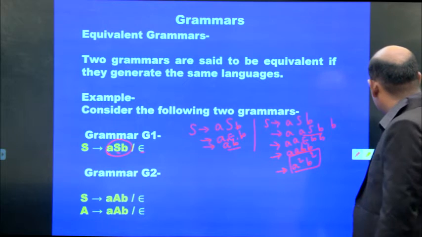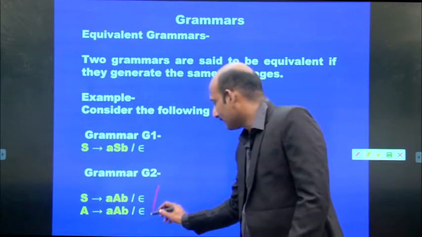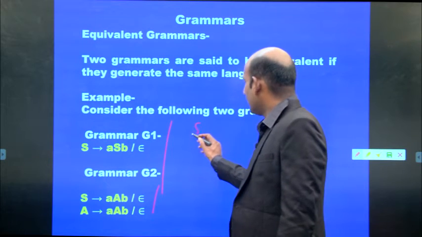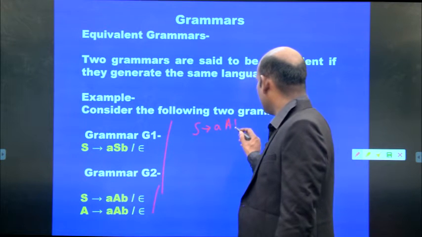Now I am going to take the second grammar. What is the second grammar? S tends to small a, capital A, B.